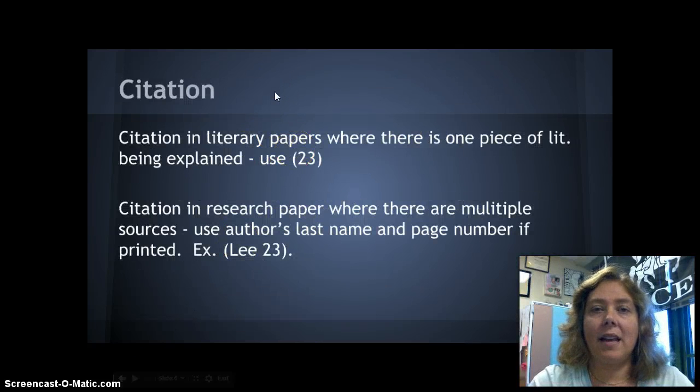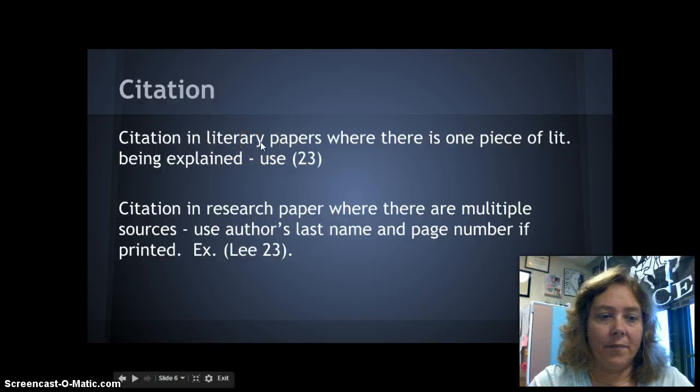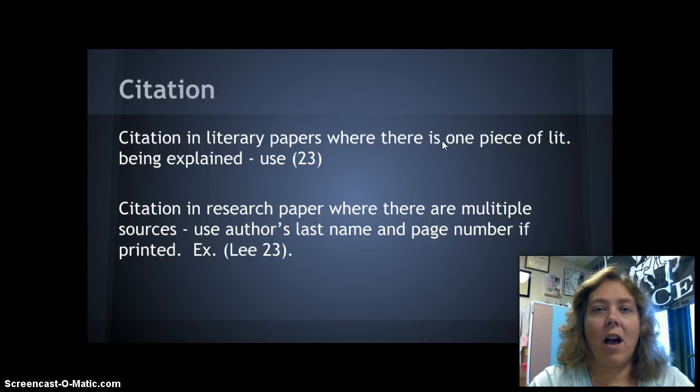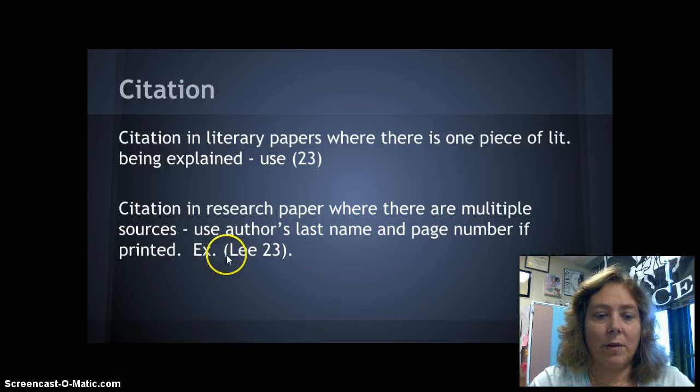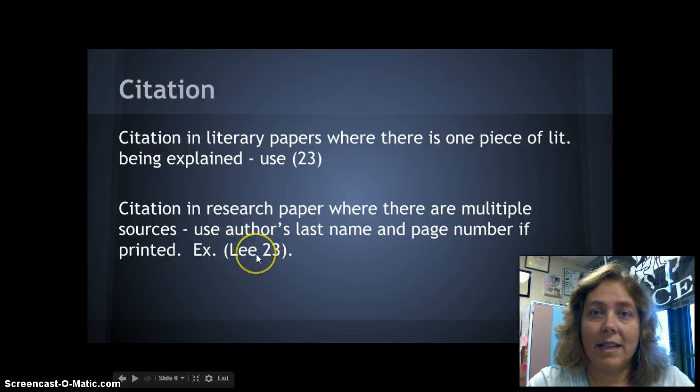Citation has to go at the end of your quote. It is going to tell us what page you got the excerpt from. When you are using one piece of literature in your paragraph, you can cite the title and the author and the genre in your topic sentence, and then you only have to use the number of the page that that excerpt came from. When there's multiple sources, you'll have to use the author's last name as well as the page number. If you look here, this says Lee 23. That means it came from Harper Lee's book, and that's To Kill a Mockingbird, and it came from page 23.